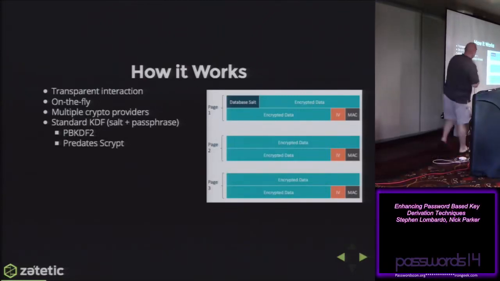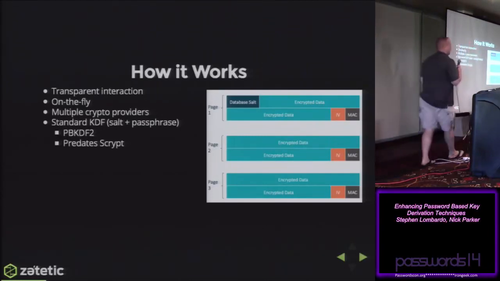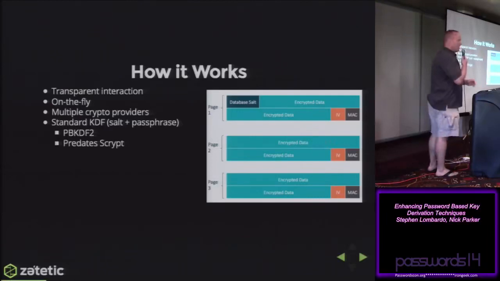To visualize the structure of how data is stored, every database, when it's created, gets a unique per-database salt, and then the actual database stores opaque blocks of data in pages. So you've got your encrypted block, a unique initialization vector, and then a MAC for the data. Can everyone hear me okay? I kind of keep coming in and out.